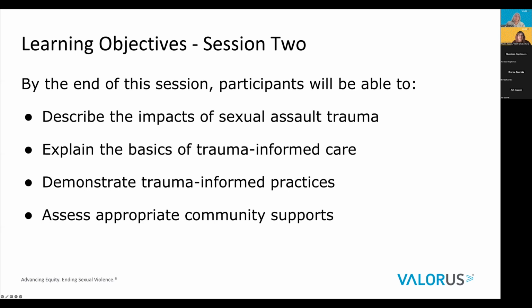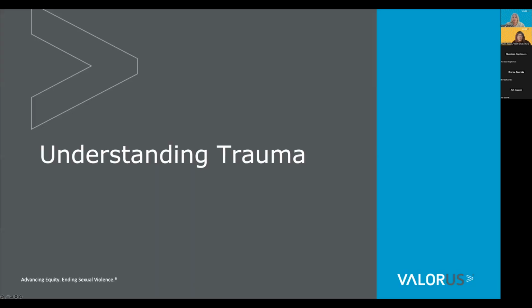Okay, so the things that we're going to be going over today are learning objectives. In this session, like Ashley said, if you missed session 1, please go back and take a look at it. It provides a little bit of groundwork for this session, but you can definitely still engage if you haven't seen session 1. So today we're going to be describing the impacts of sexual assault trauma, going over the basics of trauma-informed care. We're going to be demonstrating some trauma-informed practices and going over how to assess appropriate community supports. So first, we're going to start off with understanding trauma.